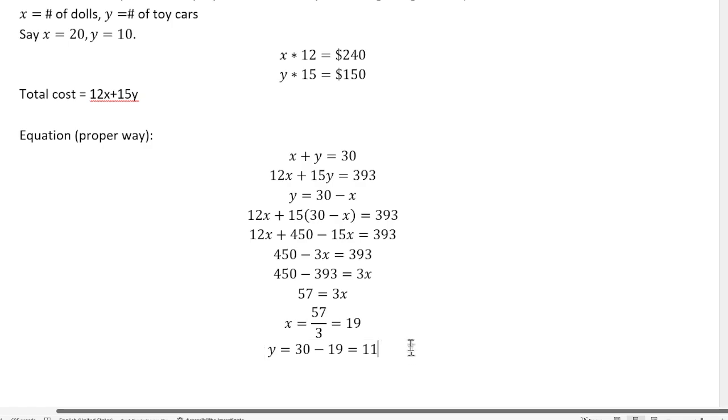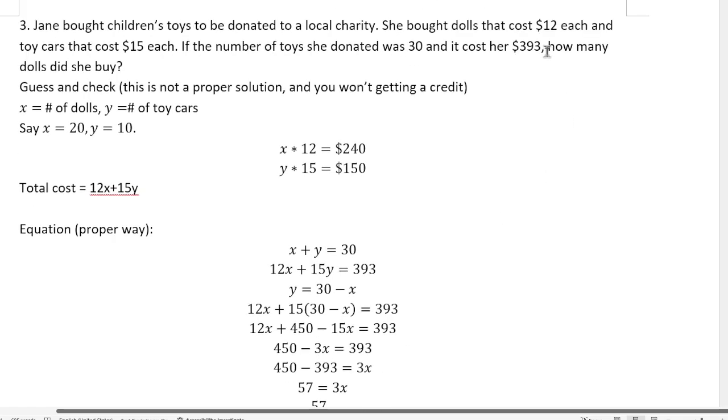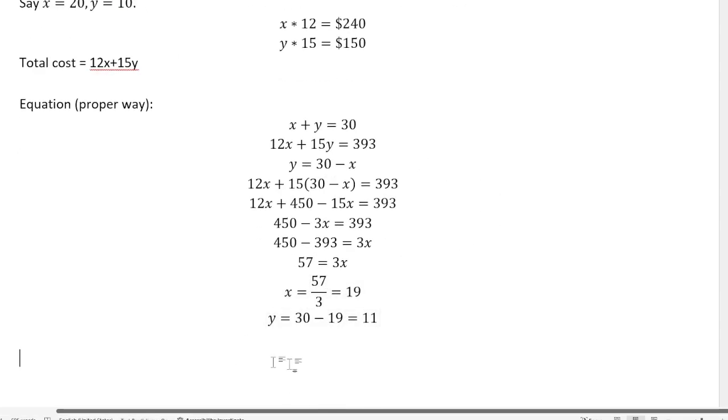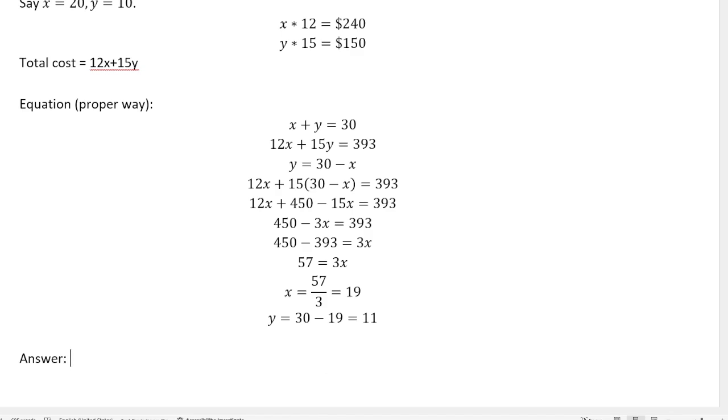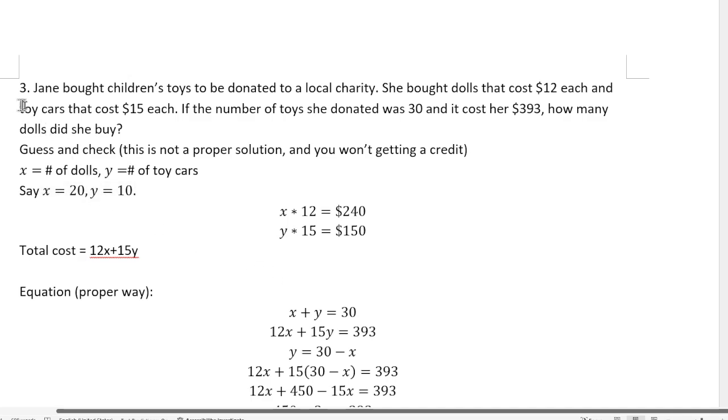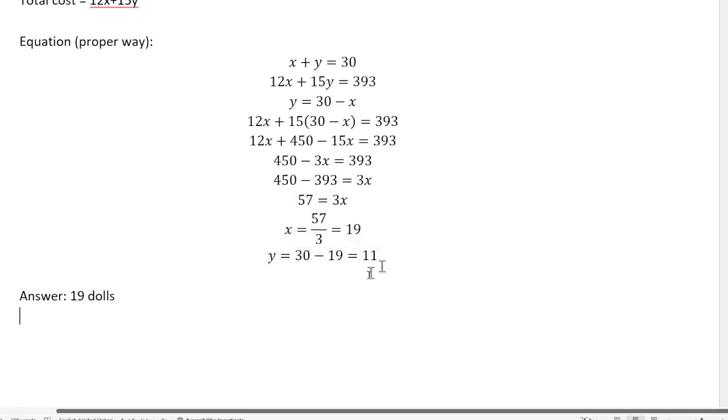So since you bought 19 dolls, the number of toy cars should be 11, so that they add up to 30 toys in total. Okay. So the question is, how many dolls did she buy? And the answer is 19 dolls. Now the question could be how many toy cars? Then the answer would be 11, right? So that's how you do it.